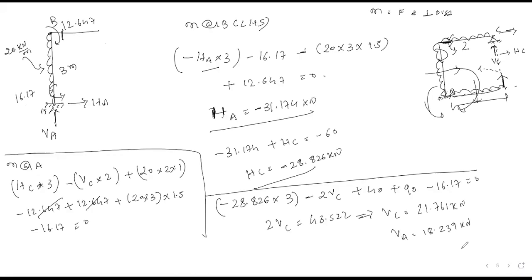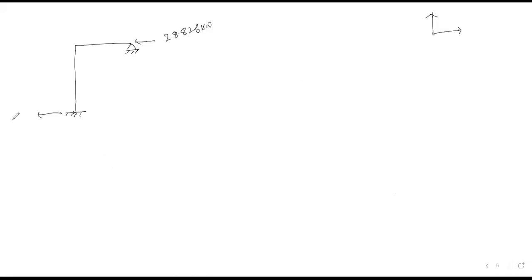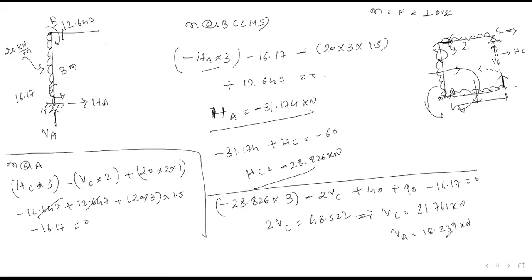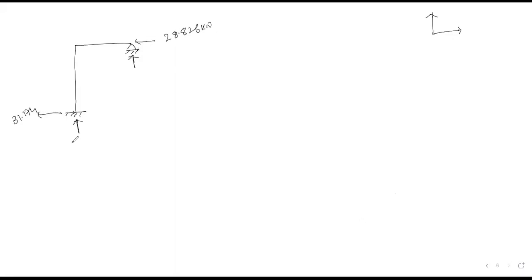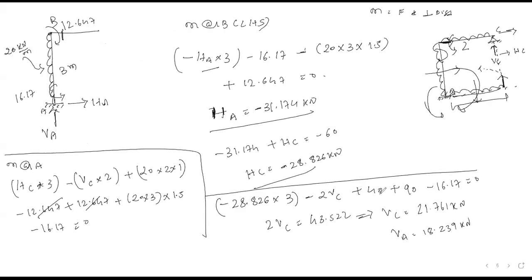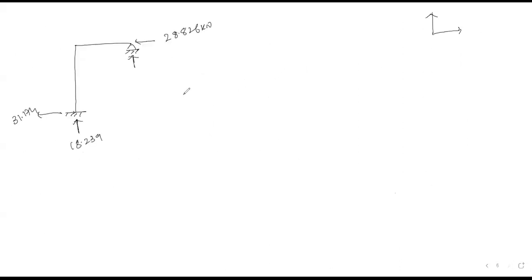And for HA, 31.174. We already calculated VA and VC. VA 18.239 and VC 21.716. Clear, sir? Students, please confirm it.